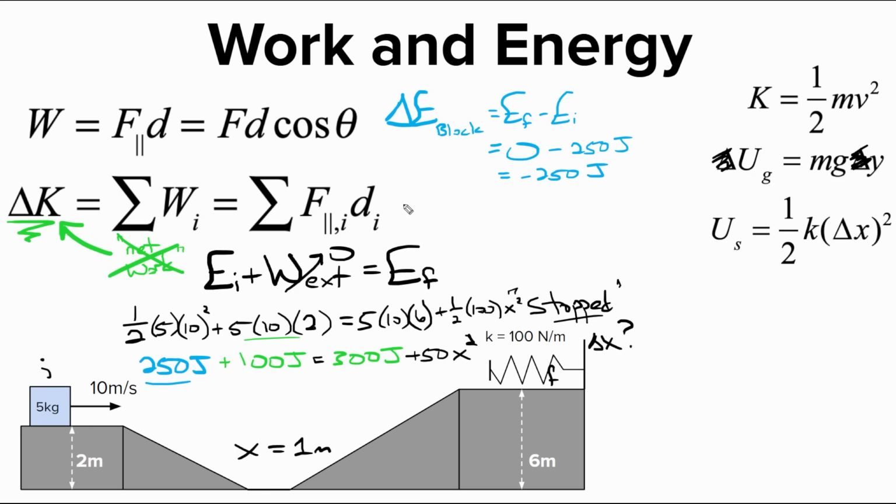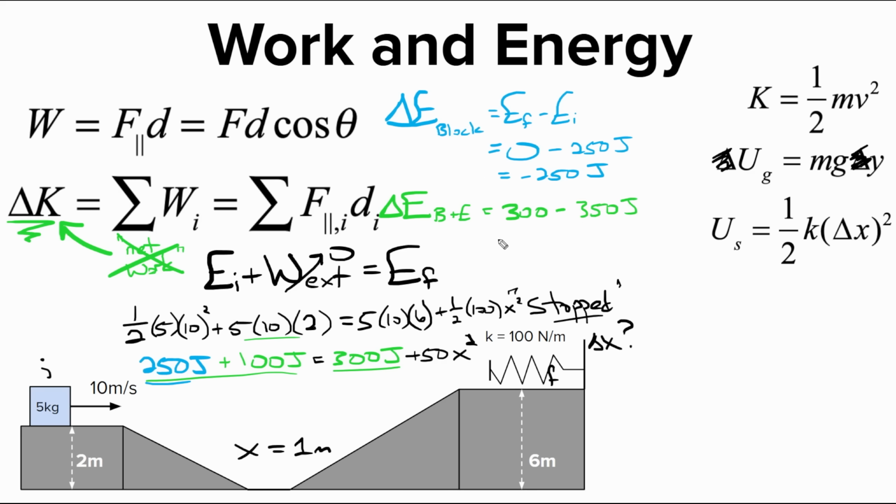Well, let's ask a new question. For this whole process, what was the change in energy of the system consisting of the block and the Earth? Well, block and Earth can have kinetic and gravitational potential. So now I have to say, my block and Earth started with 350 and ended with 300. The spring's not part of the system here. So my final is 300 minus my initial is 350.